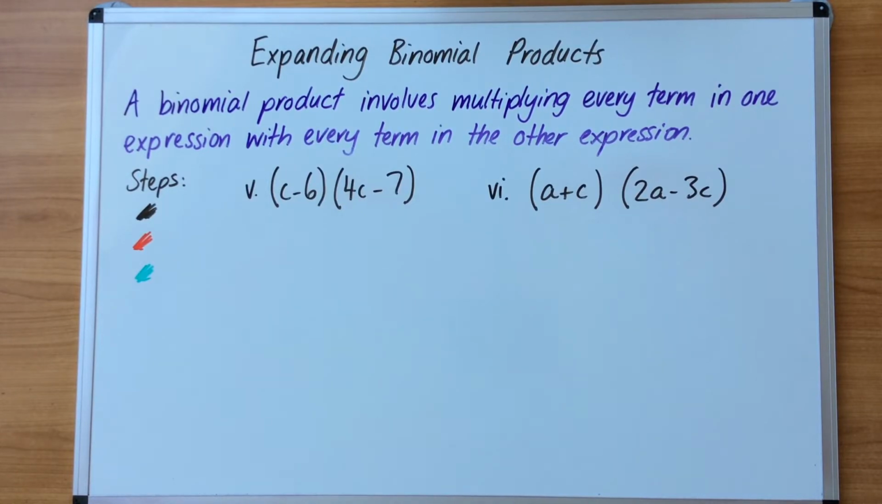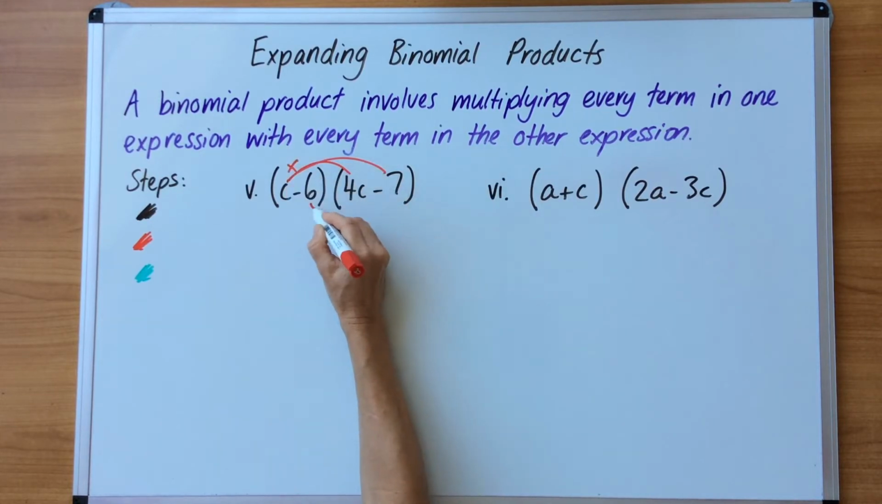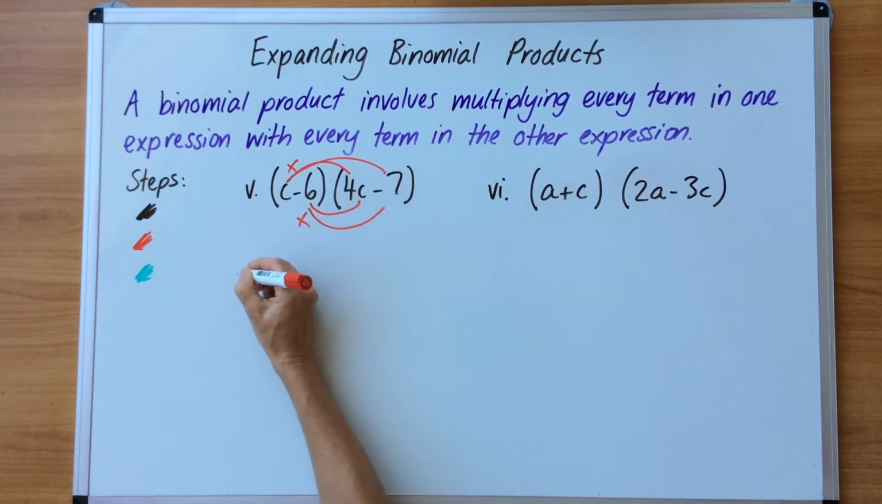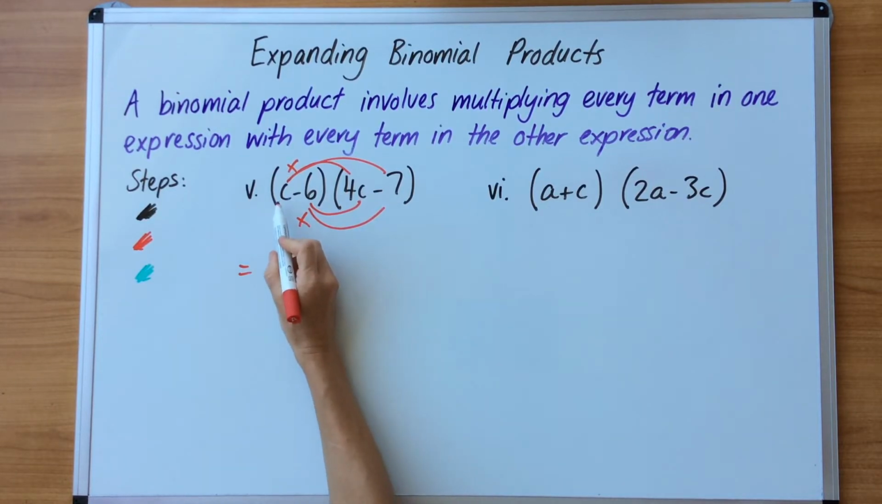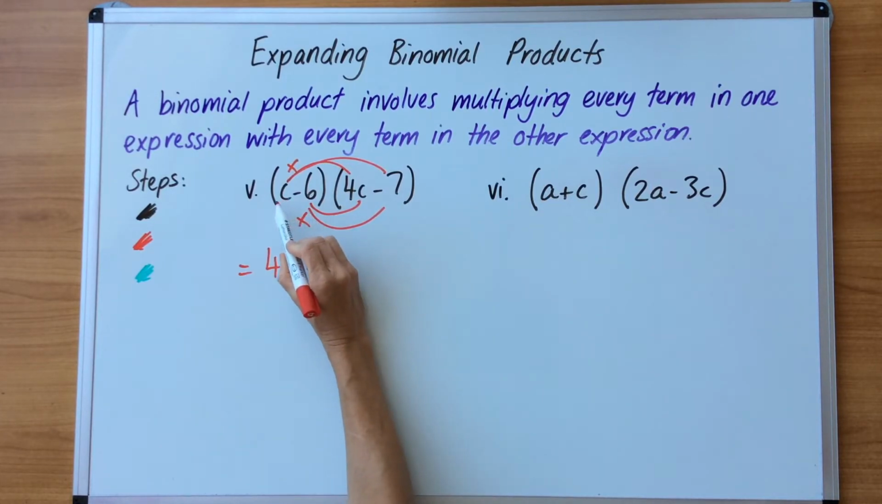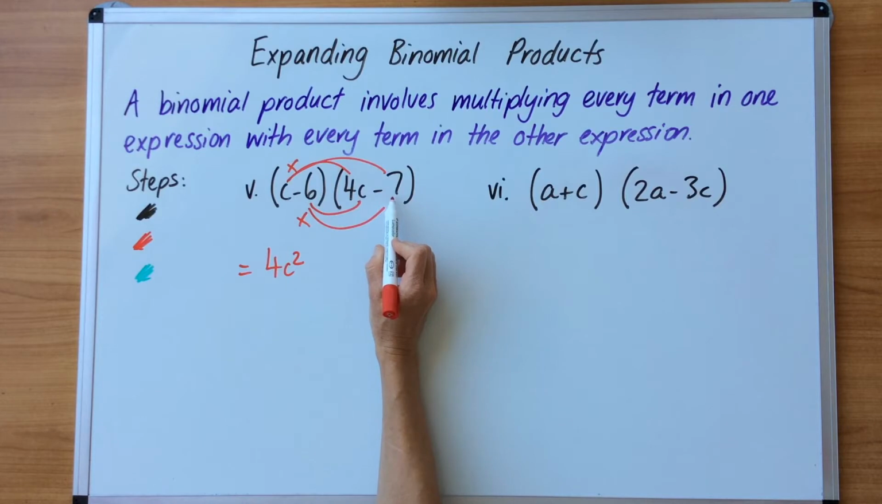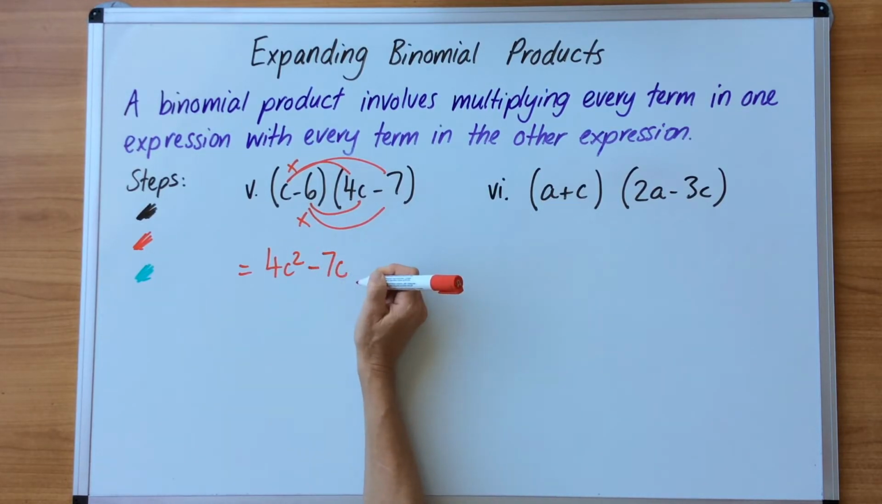We now have our last 2 questions here, and always following the same process. We start by showing our intent to multiply the terms between the expressions. So we draw our lines in as we have been doing. Drop the equal sign underneath, and then we multiply. C multiplied by 4c is a 4c squared. C multiplied by negative 7 is a negative 7c.